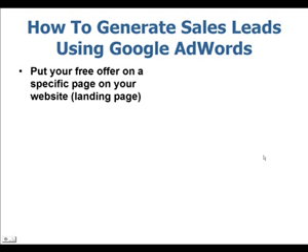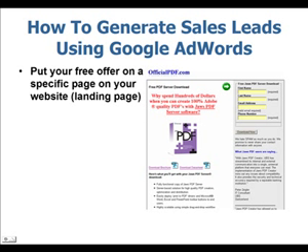So in this example we talked about before, put your free offer on a specific page on your website, also known as a landing page. Now here's my landing page, for example, that we're using right now. You can see that there is a clear offer that matches the ad copy, a free PDF server download trial with a product shot, a little thumbnail of the box of software.